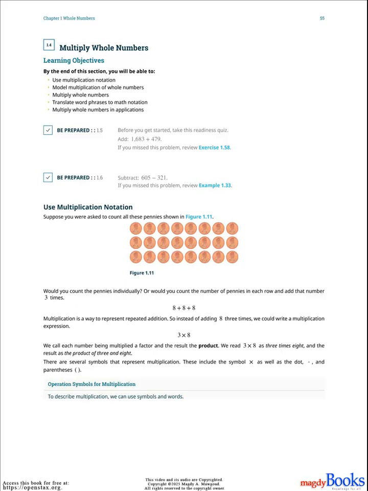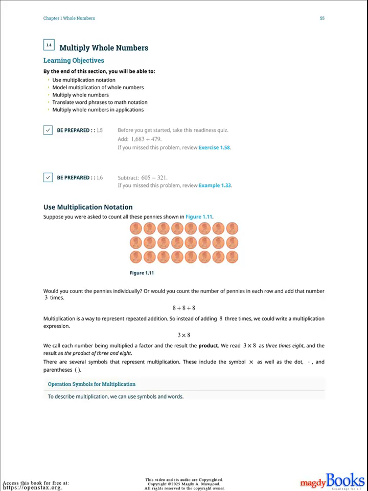3 multiplied by 8. We call each number being multiplied a factor and the result the product. We read 3 multiplied by 8 as 3 times 8 and the result as the product of 3 and 8. There are several symbols that represent multiplication. These include the symbol ×, multiplied by, as well as the dot, and parentheses, open parenthesis, closed parenthesis.